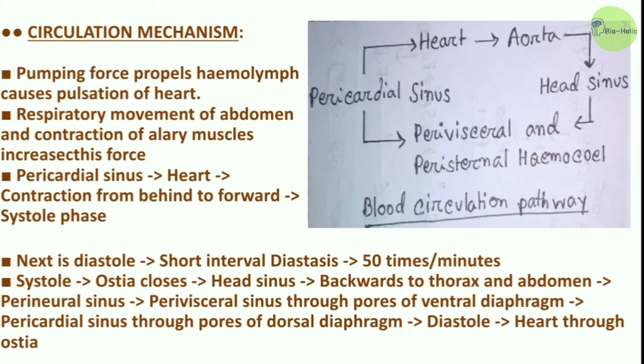So let's discuss the cycle. At first, systole takes place, so the ostia present in the heart close and the blood goes to the head sinus. Then backward to the thorax and the abdomen. Then the blood goes to the perineural sinus, then the perivisceral sinus through the pores of the ventral diaphragm, and then the blood goes to the pericardial sinus through pores of the dorsal diaphragm. Then the diastole of the heart takes place and blood comes to the heart through the ostia.